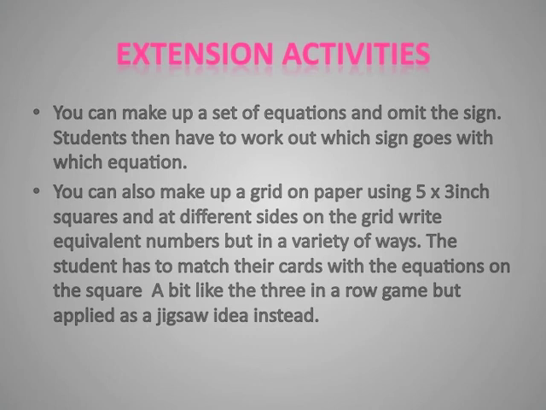Extension activities. You can make up a set of equations and omit the sign. Students then have to work out which sign goes with which equation. You can also make up a grid on paper using 5 by 3 inch squares, and at different sides on the grid write equivalent numbers but in a variety of ways. The student has to match their cards with the equations on the square, a bit like the 3 in a row game, but applied as a jigsaw idea instead.